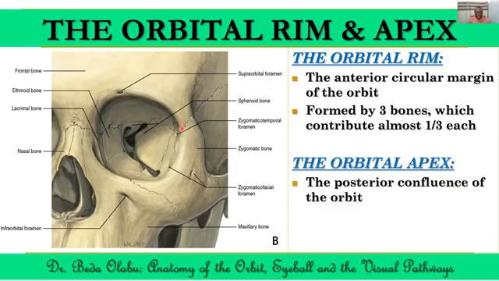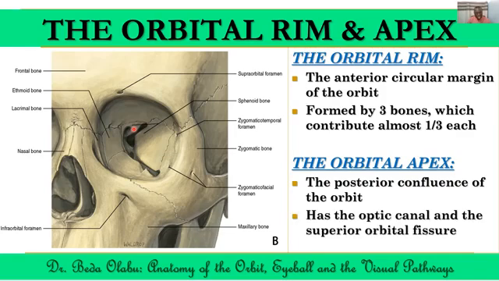How about the orbital apex? So the orbital apex is the posterior confluence of the orbital walls. The medial wall, lateral wall, roof, and floor all join around that region. So this is the region of the orbital apex. At the orbital apex, we have the optic canal, which is where the pointer is right now, and also the superior orbital fissure, which is this one. The inferior orbital fissure is not quite within the apex, because this is the inferior orbital fissure, but the superior orbital fissure is part of the apex.